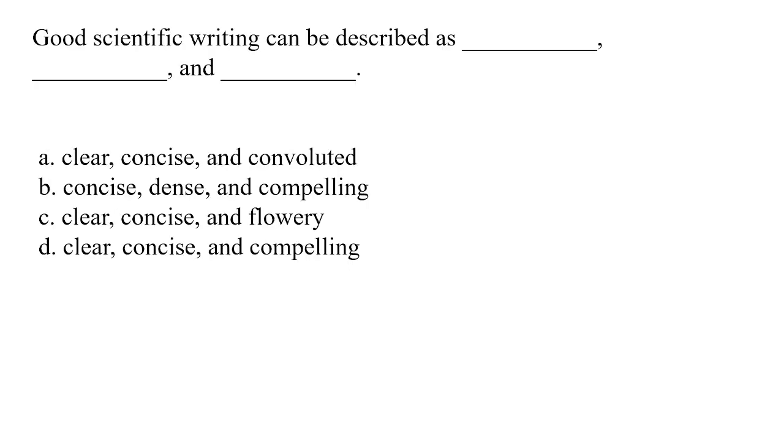Good scientific writing can be described as, anybody? This is very important. Option D. Okay, anybody else? Option D. Yes, you're correct. It has to be very clear, concise, and compelling. Clear, concise, and convoluted, obviously not. Concise, dense, and compelling, no.